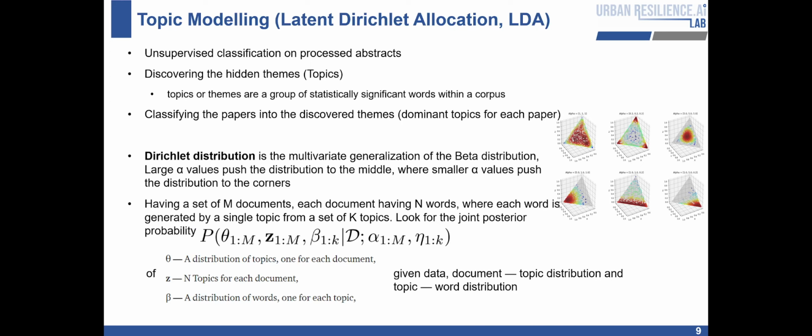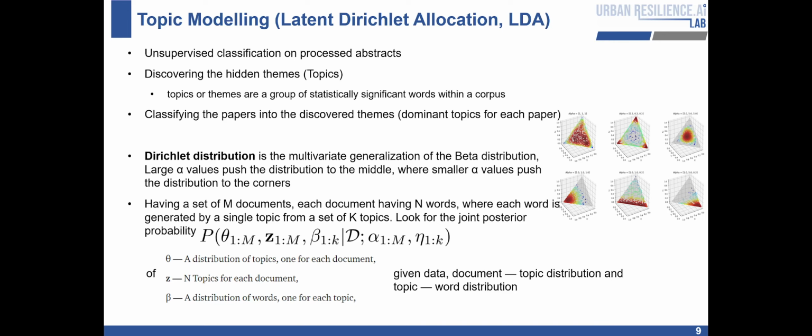The model we use in the topic modeling study is the latent Dirichlet allocation, LDA. It is a Bayesian generative method. Our problem would be a classification of processed abstracts. Our objective is to discover the hidden themes or topics, then classify the papers into those discovered topics. Topics are a group of statistically significant words within a corpus, and we'll see which topic is dominant for each paper. Here we take a brief look at the Dirichlet distribution.